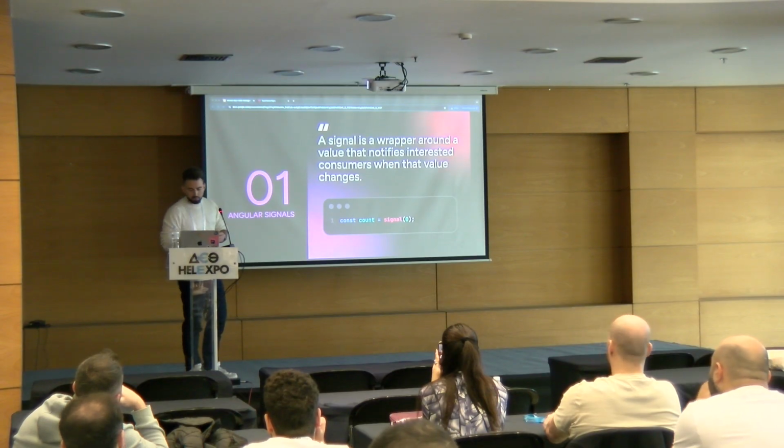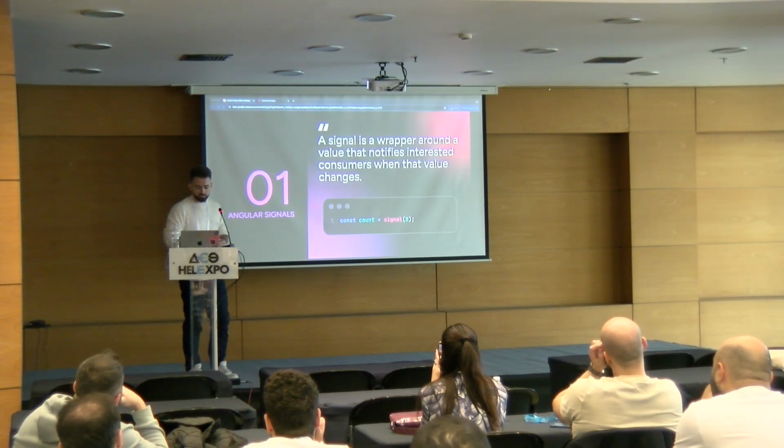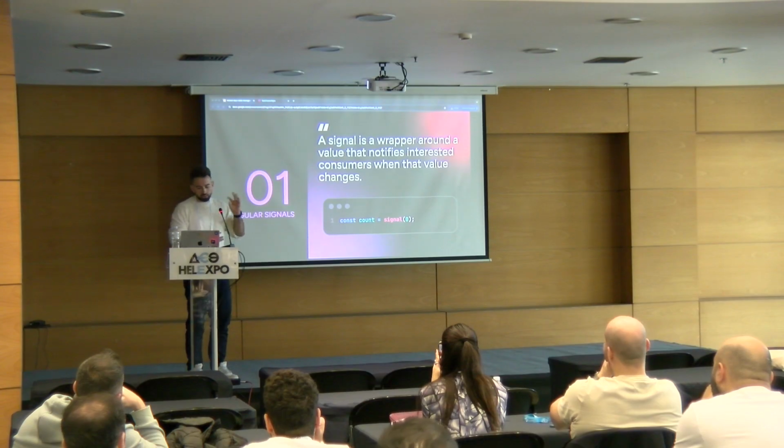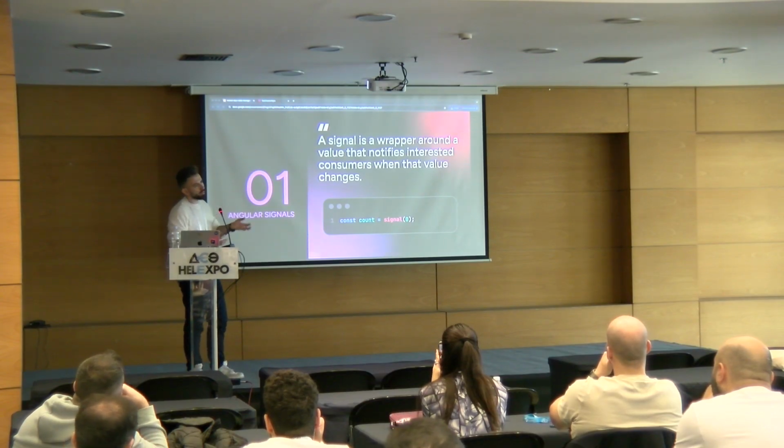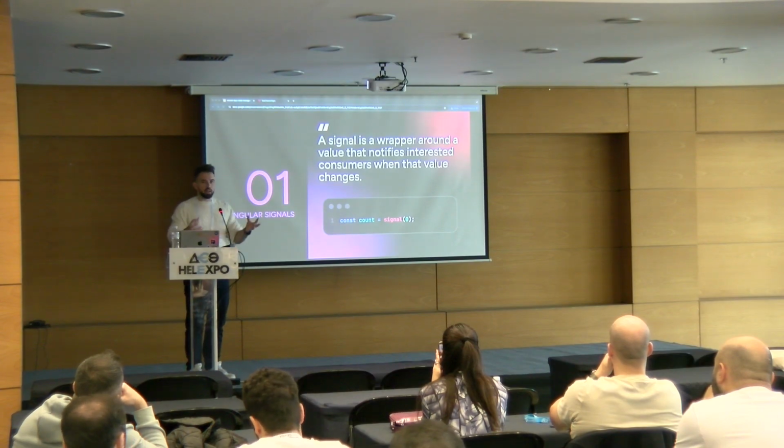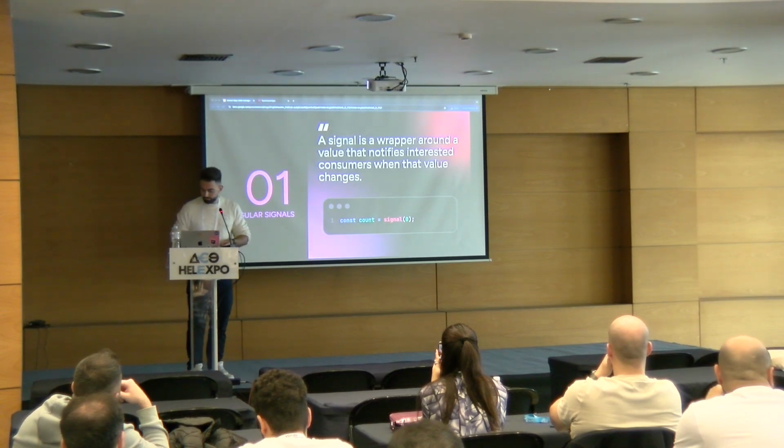Signals are Angular's reactive primitives. They were introduced in version 16. They are like smart containers that know when their value changes and automatically notify anyone who cares. Signals can contain any value from primitives like a number to complex data structures.